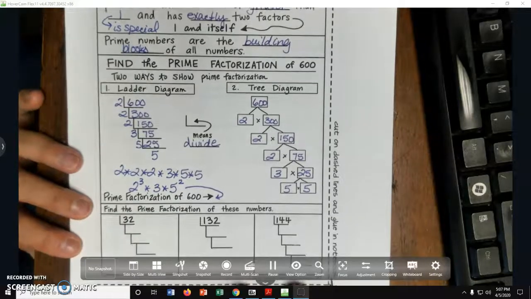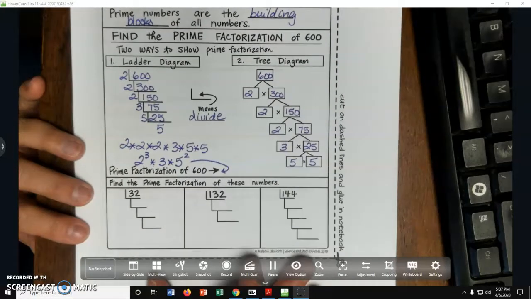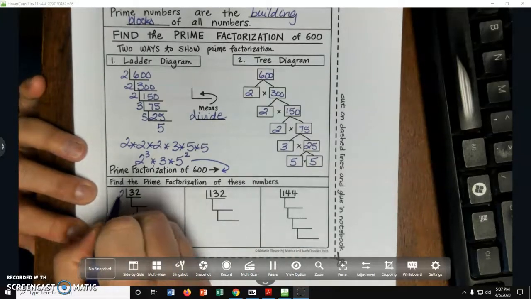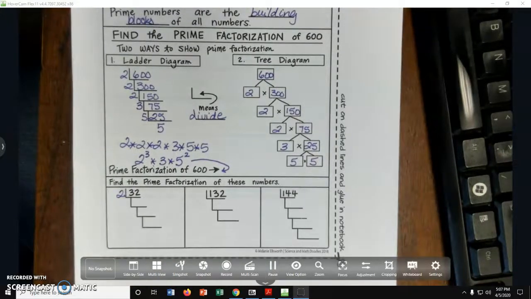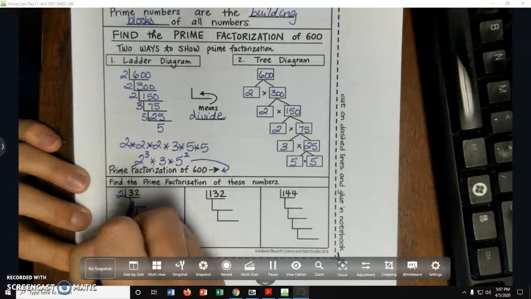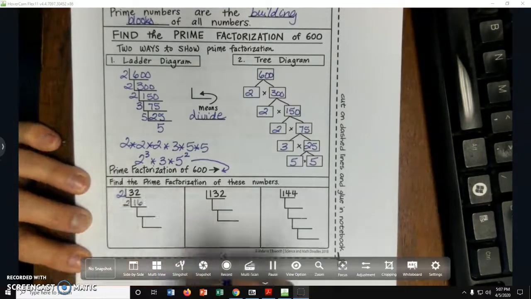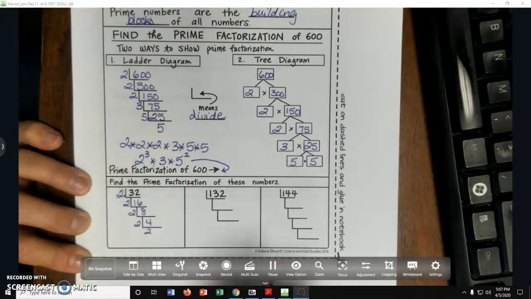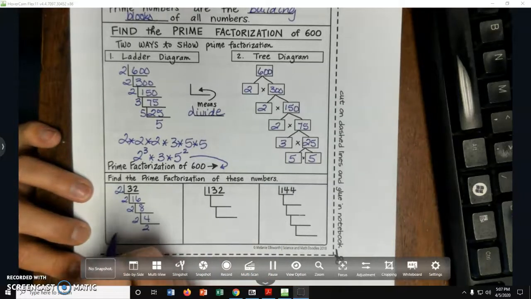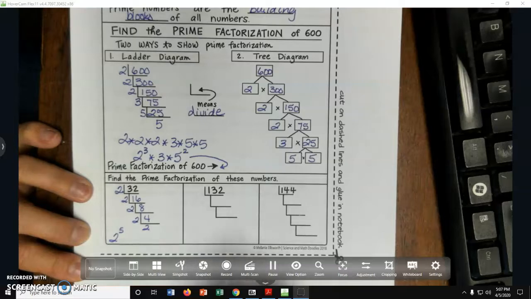Okay? All right, down here, find the prime factorization of these numbers. So we're going to start with 32. Question number 1, is 32 divisible by 2? Yes. Okay, what is half of 32? 16. Okay, is 16 divisible by 2? Yes. Half of 16 is 8. Is 8 divisible by 2? Yes. Half of 8 is 4. Is 4 divisible by 2? Yes, it is. So my prime factorization is 2 to the fifth power. 2 times 2 times 2 times 2 times 2.